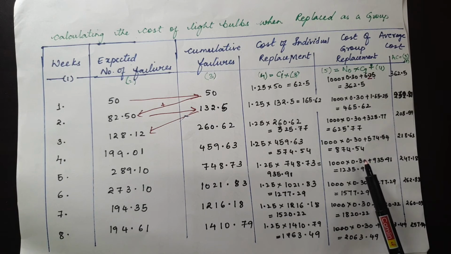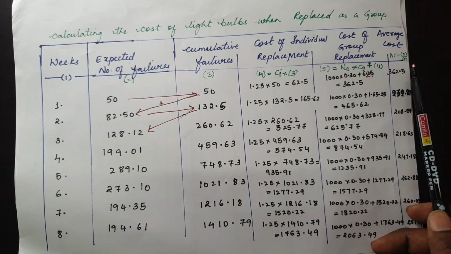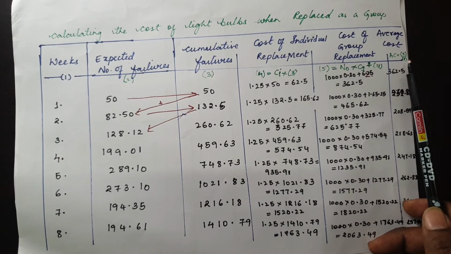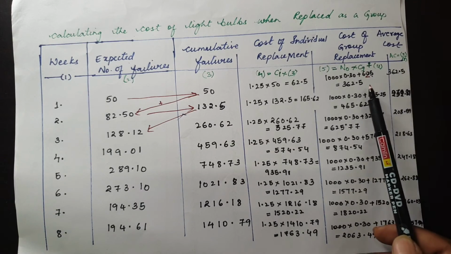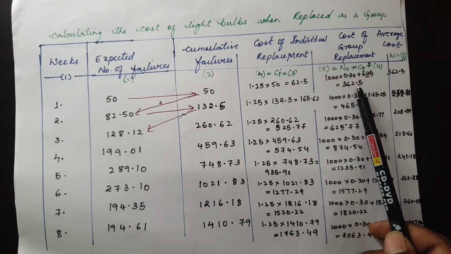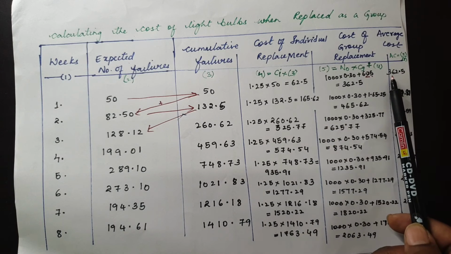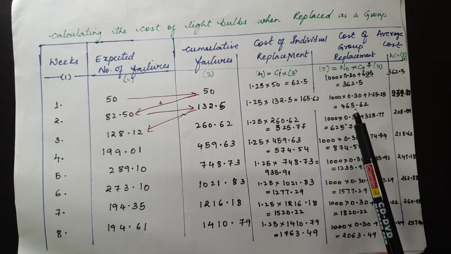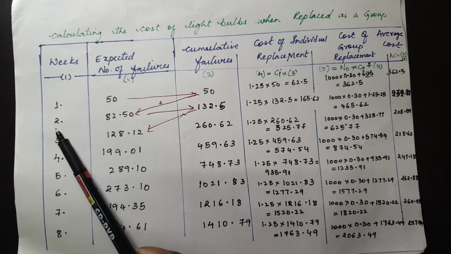After finding the fifth one, now you have to go for the last, that is the sixth one. Fifth divided by 1. If you want to go for the last, fifth divided by 1. What is the fifth value? 362.5 divided by 1, so you get 362.5. Next one, 465.62 divided by 2. How much will you get?